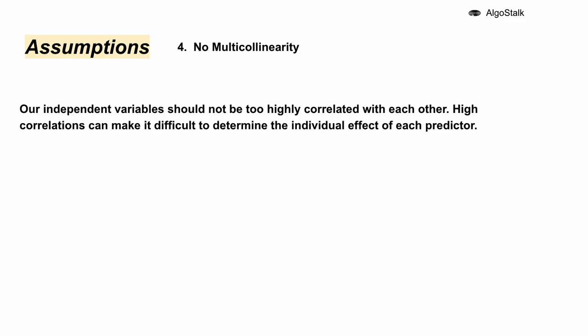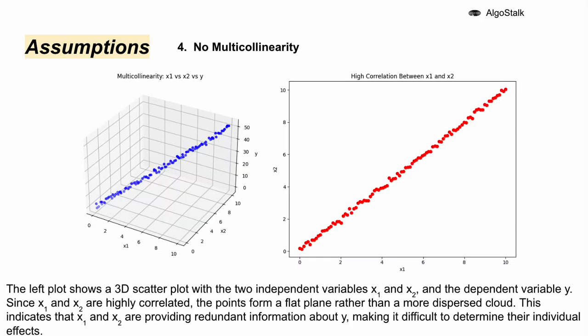Our independent variables should not be too highly correlated with each other. High correlations can make it difficult to determine the individual effect of each predictor. The left plot shows a 3D scatter plot with the two independent variables x1 and x2 and dependent variable y. Since x1 and x2 are highly correlated, the points form a flat plane rather than a more dispersed cloud. This indicates that x1 and x2 are providing redundant information about y, making it difficult to determine the individual effects.